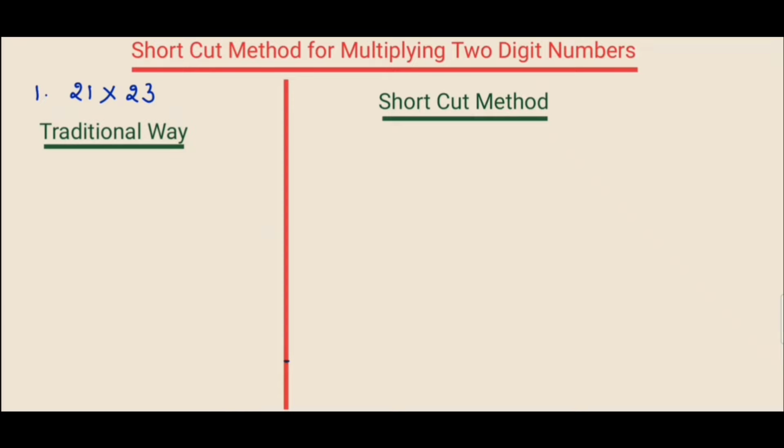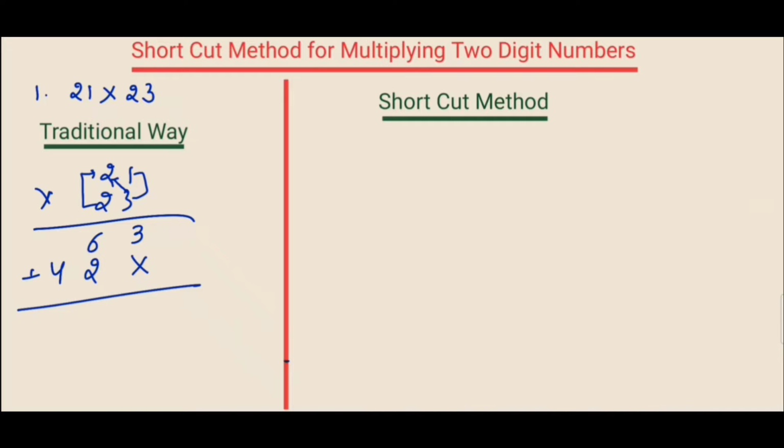The traditional way of doing this multiplication is like this, 21 multiplied by 23. First we have to multiply this 3 with 1, we get 3, and this 3 multiplied with 2 gives 6. Then 2 is multiplied with 1 to get 2, and then 2 multiplied with this 2 gives 4. After that we have to add everything, so we'll get 483. This is my answer.